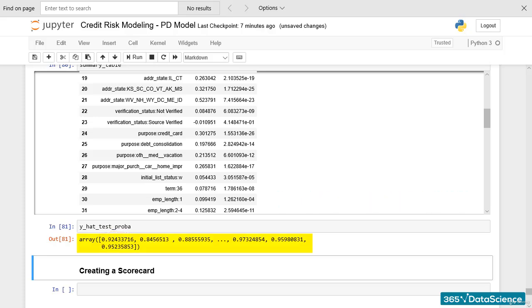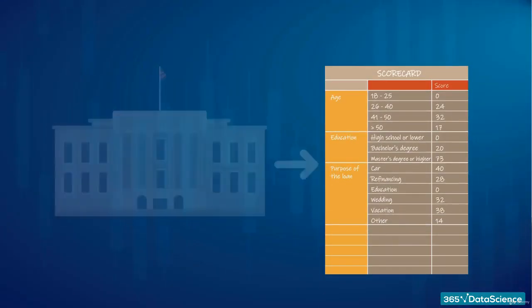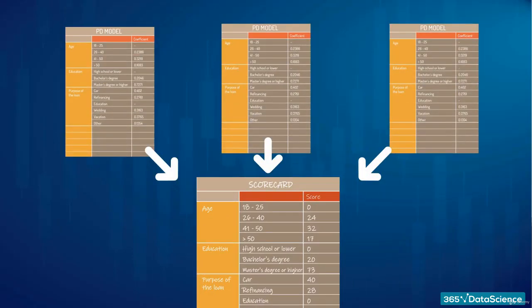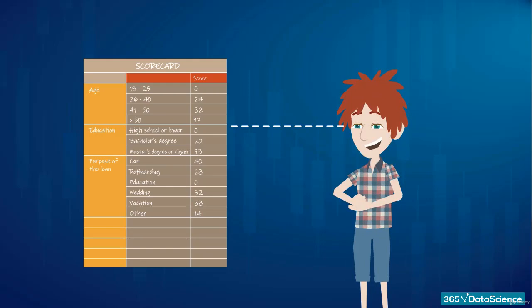What is done in practice, though, is a bit different. Banks usually turn these models into scorecards. Scorecards have the advantage of being standardized. No matter the model, the scorecards look the same way. This makes them much more interpretable for non-technical people and allows us to compare different PD models.